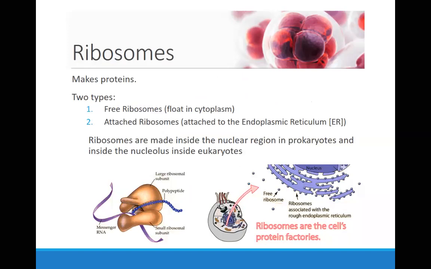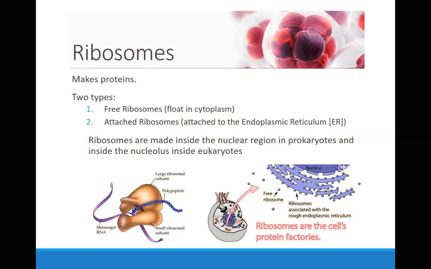Okay, the next one, probably one of my favorites, is the ribosome. There are two primary types of ribosomes. You have your free ribosomes, which are just floating around in the cytoplasm, and then you have your attached ribosomes, which are found on the rough ER, or endoplasmic reticulum, that we'll talk about later. Ribosomes are manufactured in the nuclear region, in a particular dark area known as the nucleolus, inside of eukaryotes, and these are your protein factories. That is the primary job, but it is a crucial one, and all living organisms need to have it.